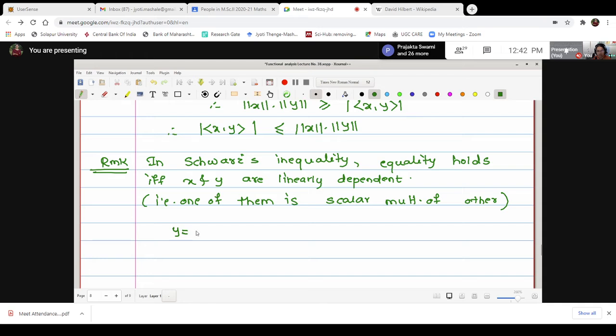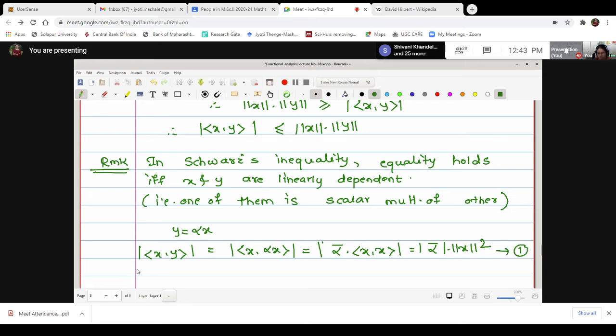Suppose I write the vector y as a scalar multiple of x, that is y equals alpha x. What is the value of the left side, the modulus of the inner product of x and y? Since y is alpha x, by using conjugate linearity in the second variable, this scalar will be taken out. Therefore we remain with inner product xx, and this is mod alpha bar into norm square of x. This is the value; I'll call this 1.